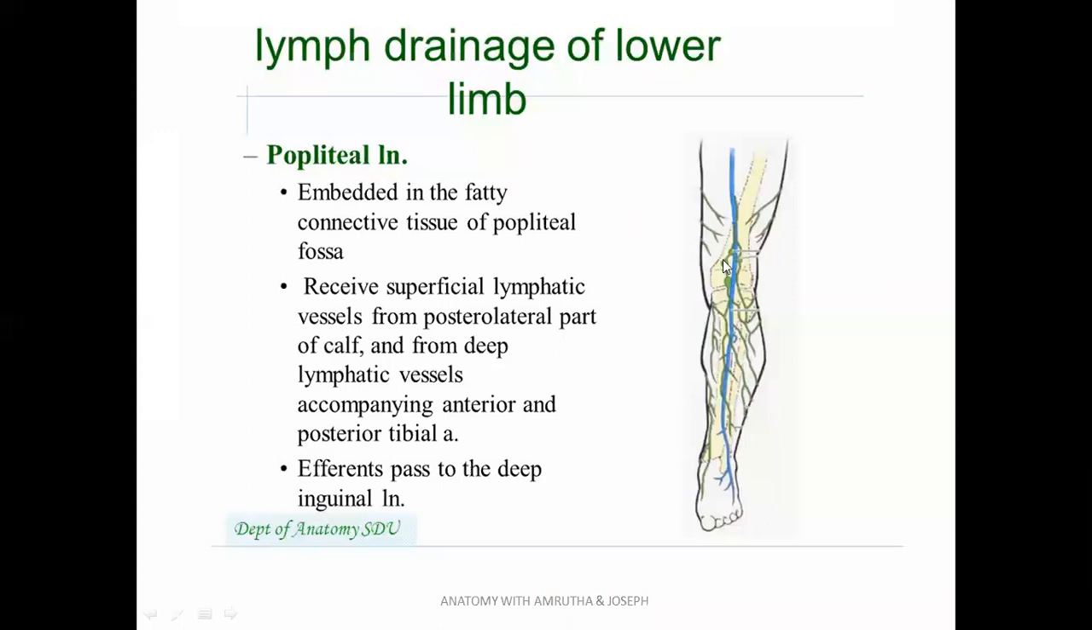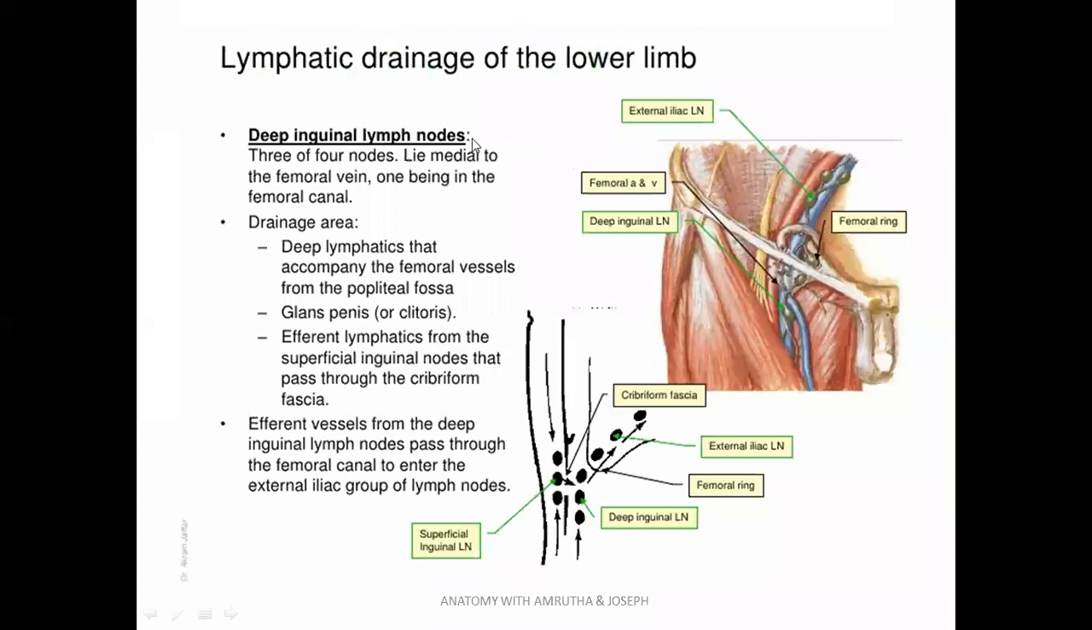So popliteal group of lymph nodes are the group of lymph nodes which are located in the popliteal fossa, which is seen behind the knee, and they receive superficial lymphatic vessels from the posterior and lateral aspect of the leg, also the deep lymphatic vessels which are accompanying anterior and posterior tibial arteries, which are placed deeper. Efferents from the popliteal lymph nodes go to deep inguinal lymph nodes. So this is the location of deep inguinal lymph nodes. Can be seen in this area.